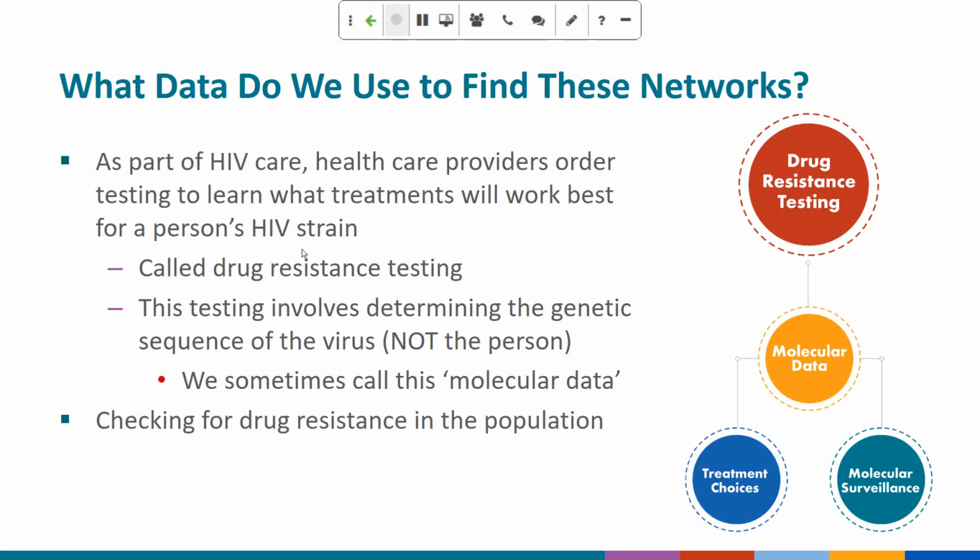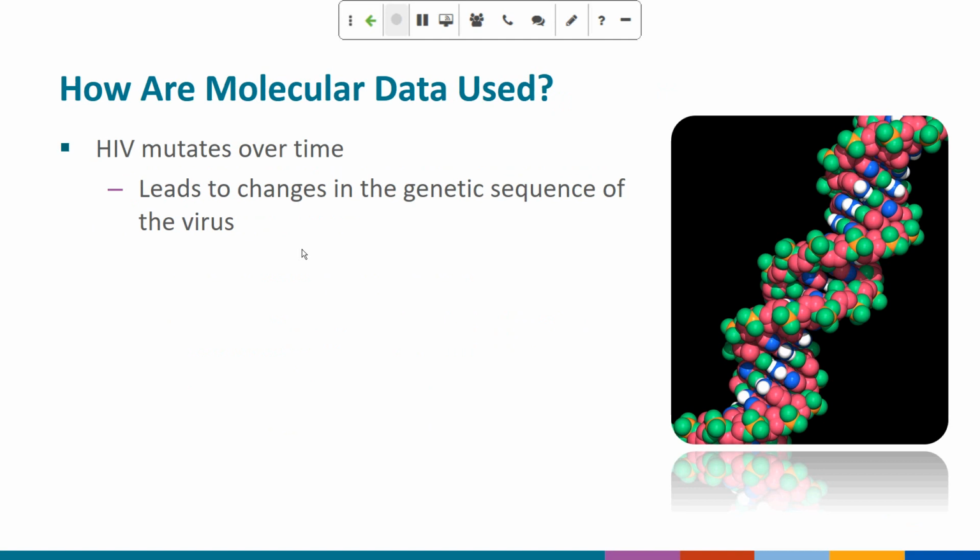Drug resistance testing is important for providers to know which drugs to prescribe, and it's also important to monitor in the population. If many people develop resistance to commonly used drugs, it can make HIV more difficult to treat. These molecular data can be used to help inform public health activities. HIV mutates over time, and it mutates a little bit differently in each person. These mutations add up and over time lead to changes in the genetic sequence of the virus.